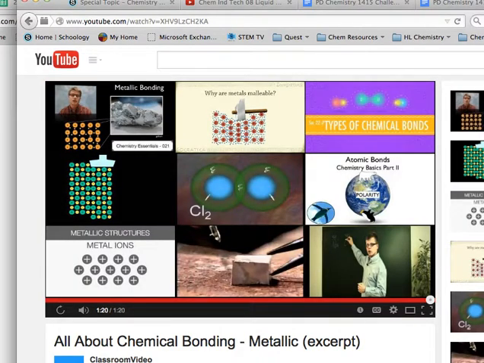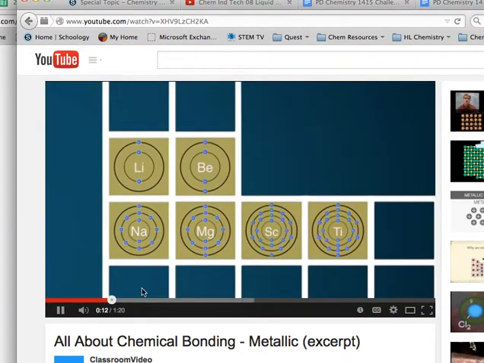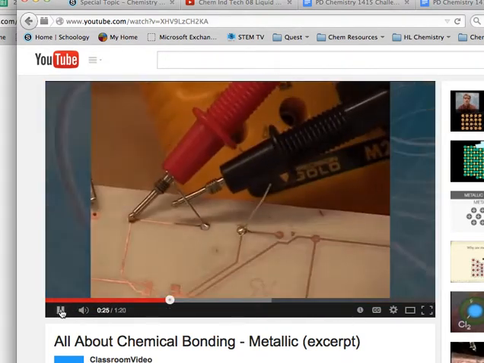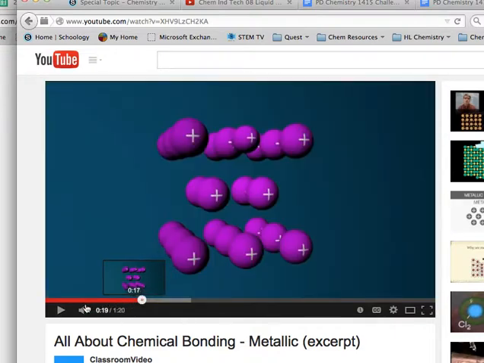Okay. Something to note. When he talks about these being the metal cations, that is the inner core electrons and the nucleus. And because the valence electrons are free to roam, it does form a positive cation as that lattice structure, but it is the nucleus and the inner core electrons.